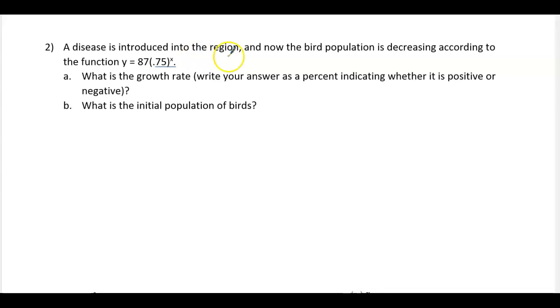A disease is introduced into the region, and now the bird population is decreasing according to this function here. What is the growth rate? Write your answer as a percent, indicating whether it is positive or negative. So the growth rate can be found by looking at the growth factor. That number right there is the growth factor. Okay. So the formula that we have is B equals 1 plus or minus, and when you're doing it this way, I would just say go ahead and go with the R being plus there. The B is the one we know in this case. My growth factor is 0.75. And I need to find the R.